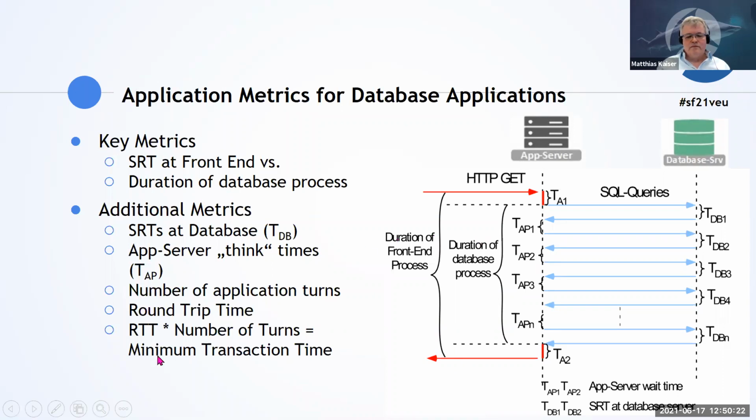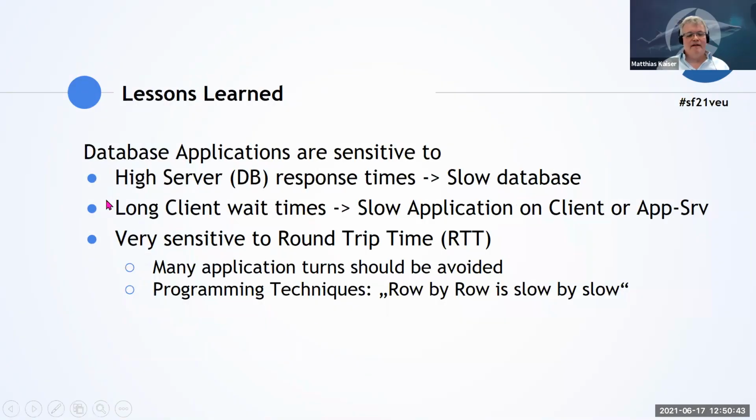So round trip time multiplied by the number of turns is my minimum transaction time, and try to keep the delta time to a minimum. If one database server is moved to a different location, the app server has to follow. So basically, database applications, and well, this is the final slide then.